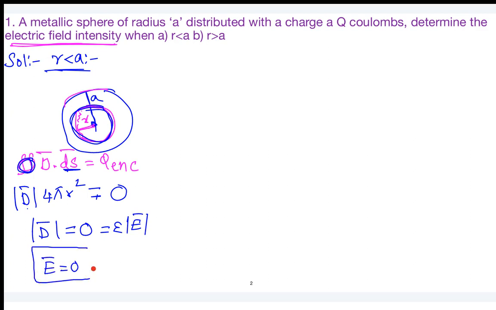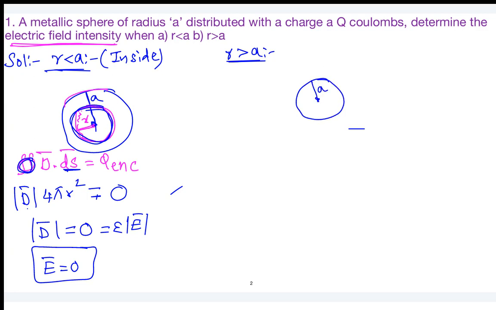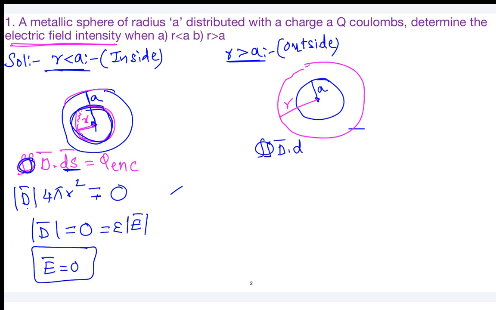So repeat the same thing when R greater than A and try to tell me the answer. This is your metallic sphere of radius A, and this time the Gaussian surface is outside. This is of radius R. What is the condition? Double integral D dot dS is equal to Q enclosed. The flux density remains the same, and the surface area is also 4 pi r square for the Gaussian surface.